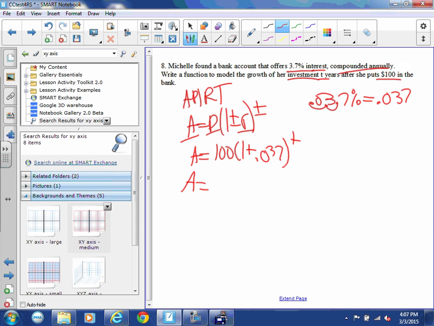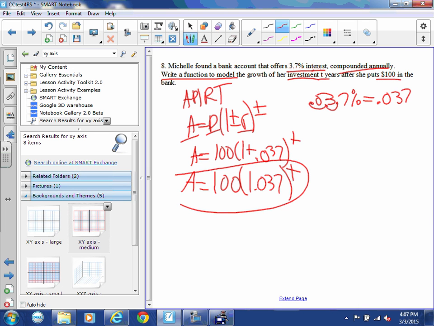Next, I want you to do what's in the parentheses. 1.037. You can use your calculator for that if you want. It's asking for a function to model it. It's not asking to solve anything, so that would be your answer. If it then gave you the years, you could replace the t with the years.